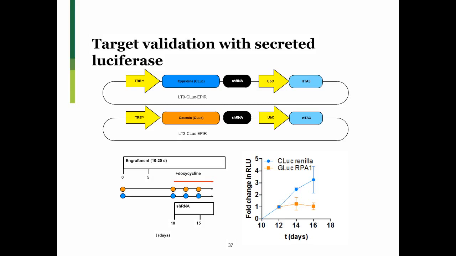So in this example, this is just showing a negative control shRNA targeting Renilla versus a positive control that targets RPA.